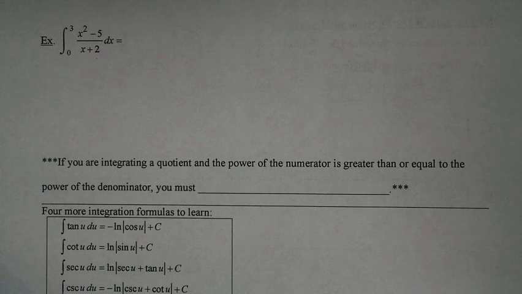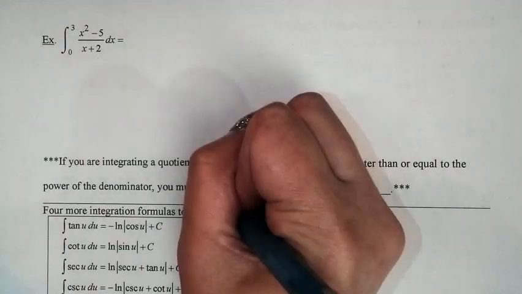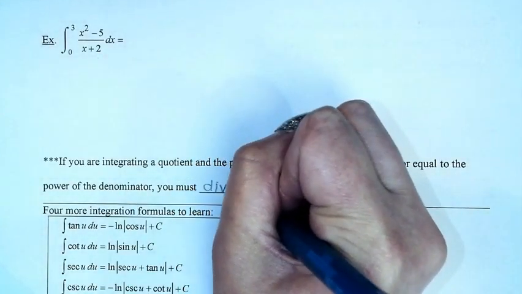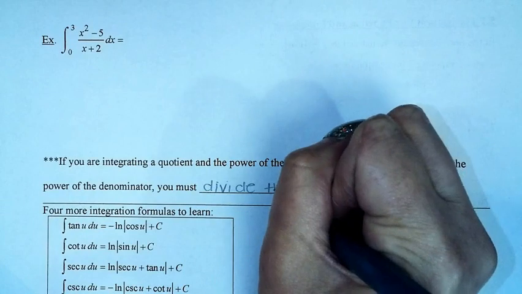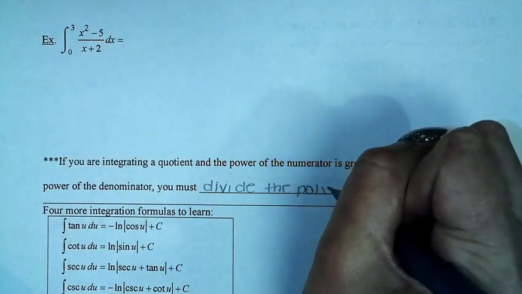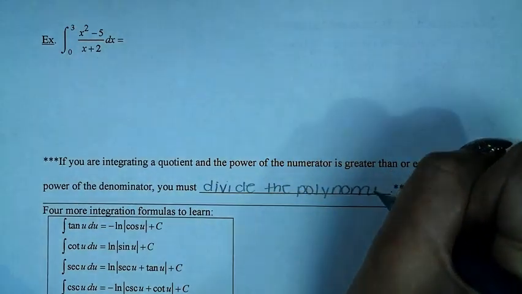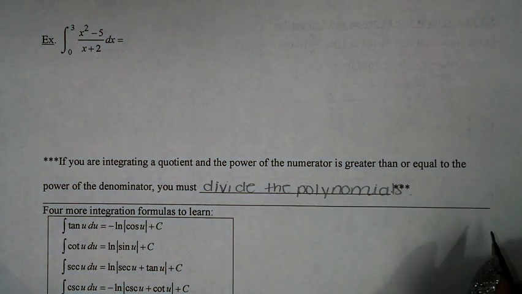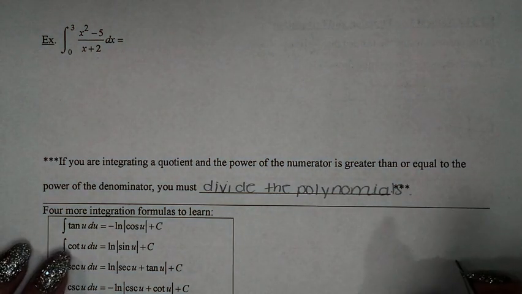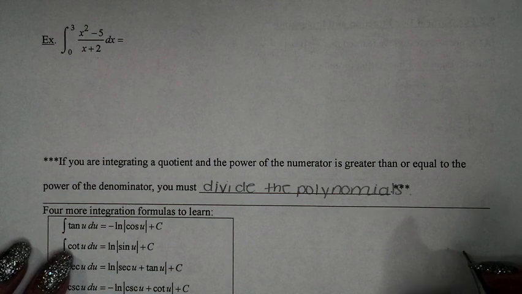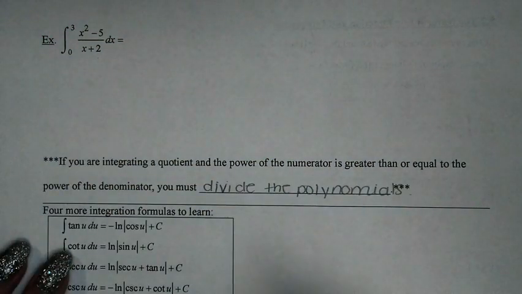So if you're integrating a quotient and the power of the numerator is greater than or equal to the power of the denominator, what we're going to do is divide the polynomials. That's going to be your option. Divide polynomials, you're going to tell me, what? Are we in Algebra 2? So, yeah, pretty much yes. Let's take a trip to Algebra 2.